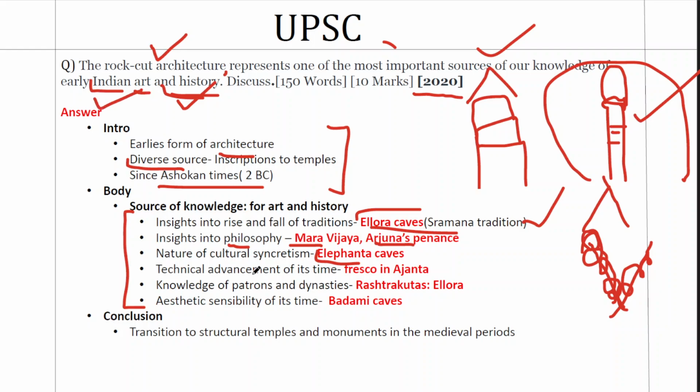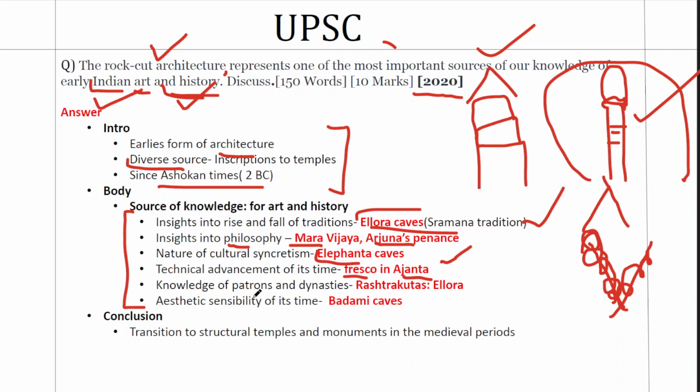The fourth, technical advancements of its time. Fresco is one technique used for painting in Ajanta, and that was the advancement in technology at that point in time. Now we have acrylic paints, and that's the technology of our time. Just like that, during that time it was fresco, and these paintings and this architecture give us insights into the technology of its times.